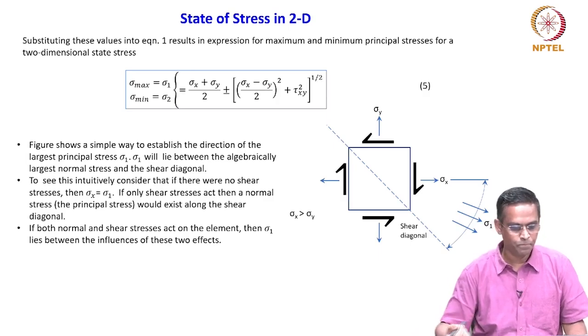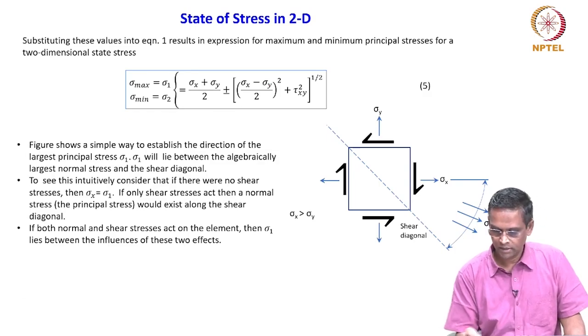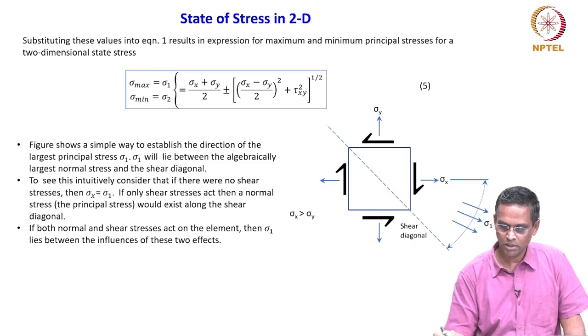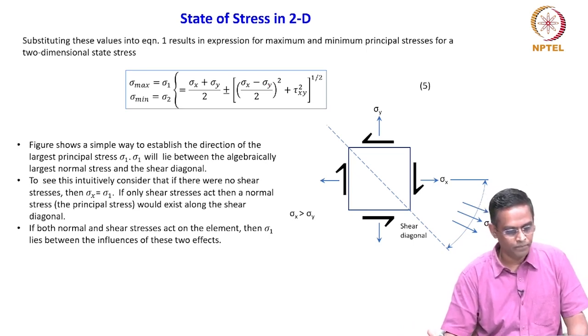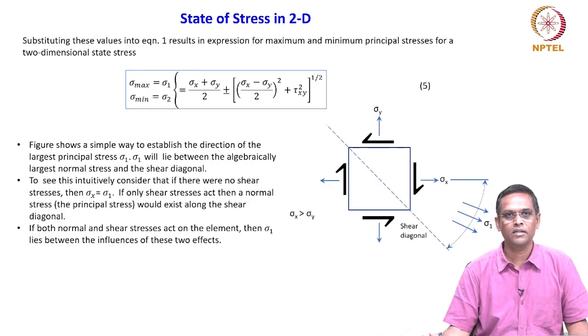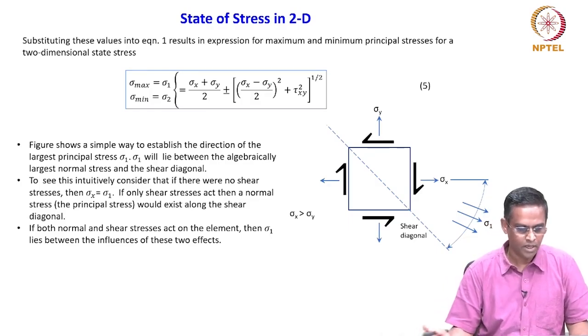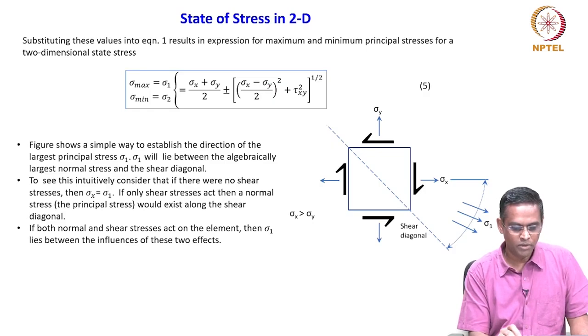What we can do now: what is this figure? This figure shows a negative shear stress, and this is a shear diagonal, and this sigma x is a normal stress, and sigma y again a normal stress. Suppose you want to get an idea of how to establish sigma 1. How do we find sigma 1? This figure shows a simple way to establish the direction of the largest principal stress sigma 1, and sigma 1 will lie between the algebraically largest normal stress and a shear diagonal.